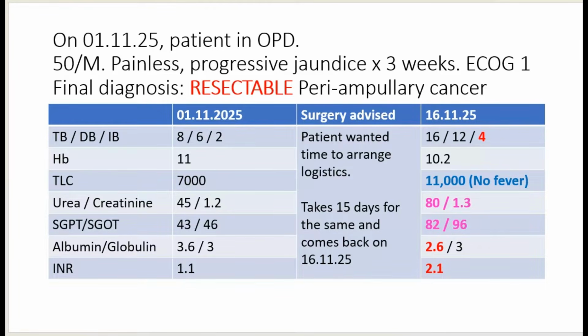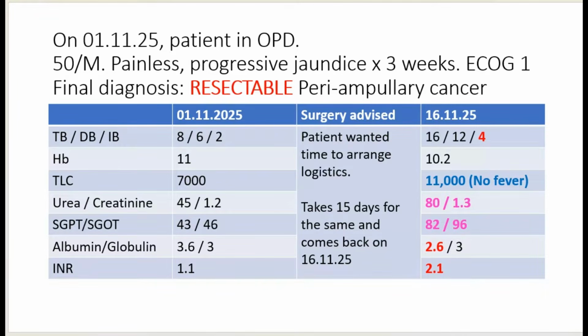So, what has happened? Why did indirect bilirubin rise in a case of obstructive jaundice? What is the significance of elevated urea and creatinine? Can liver enzymes rise in obstructive jaundice? What is the significance of these elevated liver enzymes? Why did the albumin drop? Why did the INR rise?